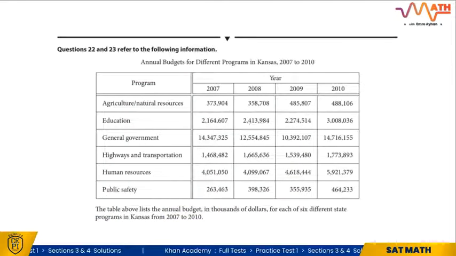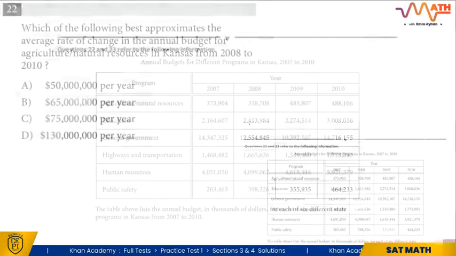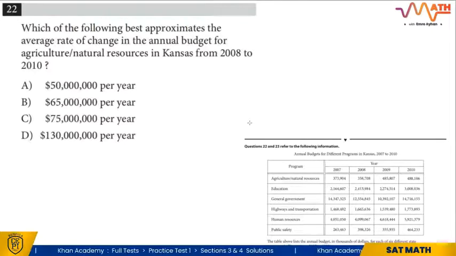Questions 22 and 23 refer to the following information. What is this information? The table above lists the annual budget in thousands of dollars for each of 6 different state programs in Kansas from 2007 to 2010. Which of the following best approximates the average rate of change in the annual budget for agriculture natural resources in Kansas from 2008 to 2010?